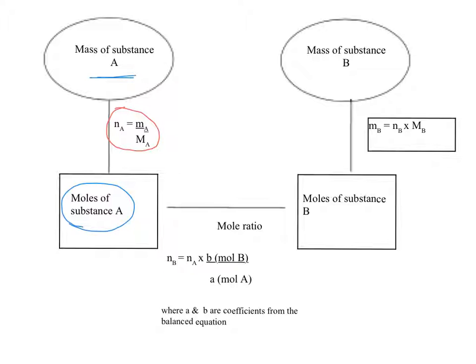Once you have the moles of substance A, you can use your mole ratio to convert into moles of substance B. Once you have moles of substance B, you can calculate the mass of substance B using your molar mass of substance B. And that's basically all you do. Calculate your moles, convert them to moles of the other substance, then convert the moles into mass.